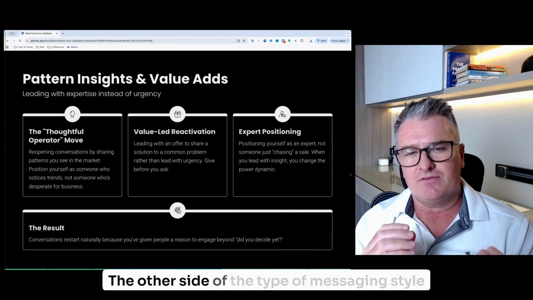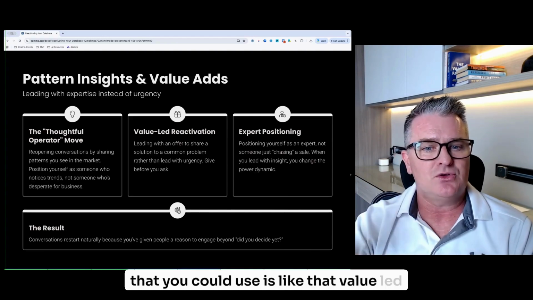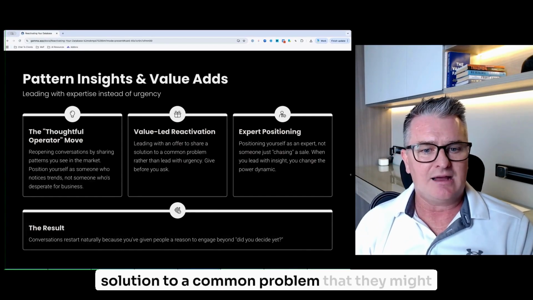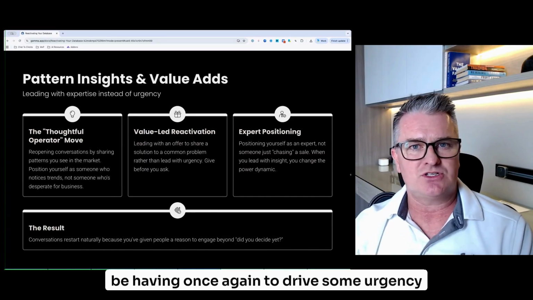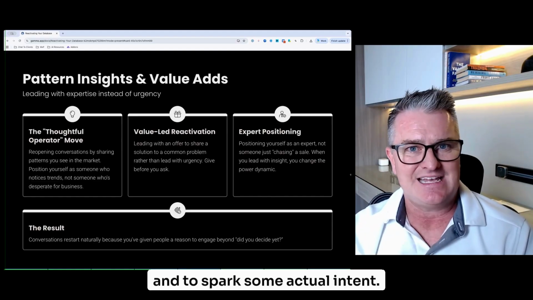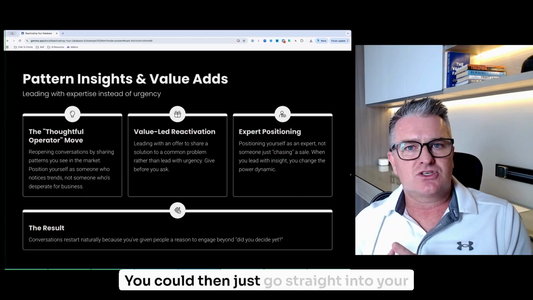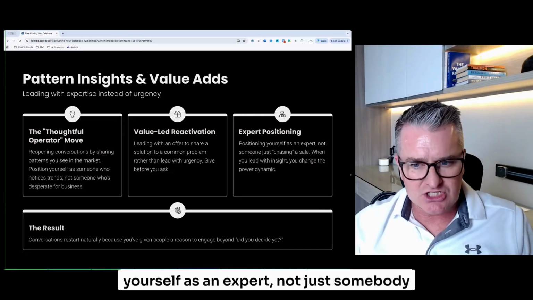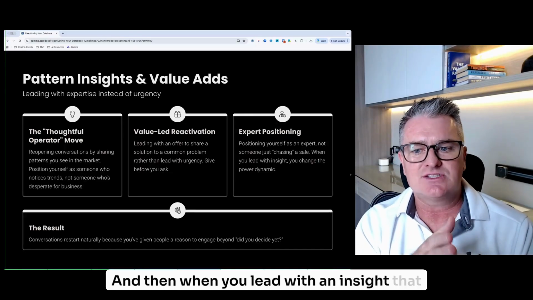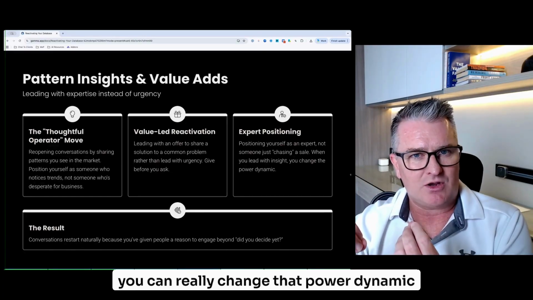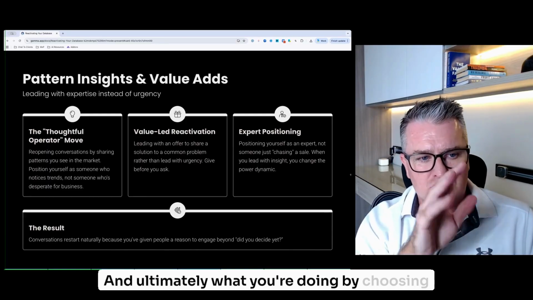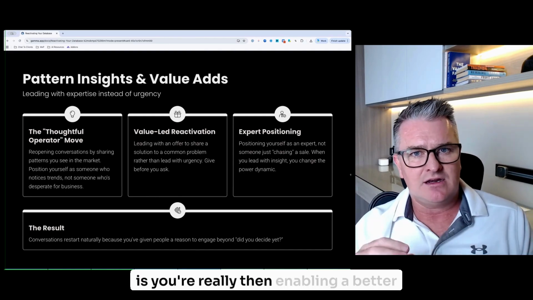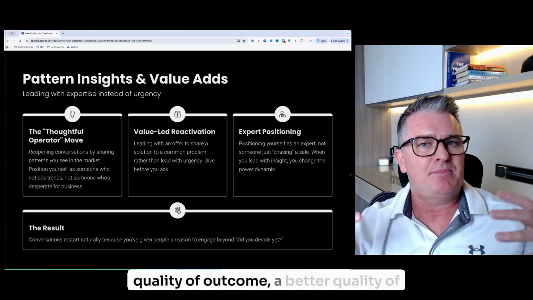The other type of messaging style you can use is value-led reactivation. This is leading with an offer to share a solution to a common problem they might be having, once again to drive some urgency and spark an actual intent-based response. You could then go straight into expert positioning, where you are positioning yourself as an expert, not just somebody chasing a sale. When you lead with an insight, you can really change that power dynamic. Ultimately, by choosing the thoughtful operator, value-led reactivation, or expert positioning, you're enabling a better quality of outcome, a better quality of result.